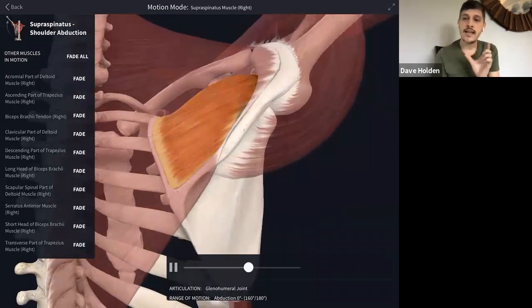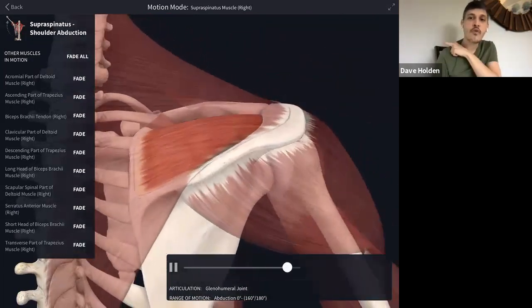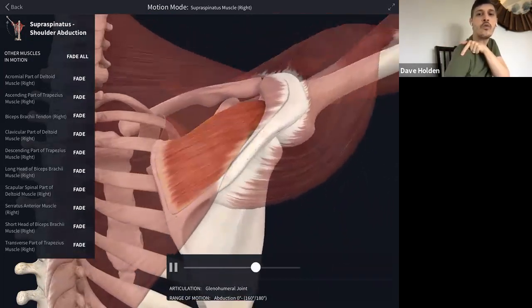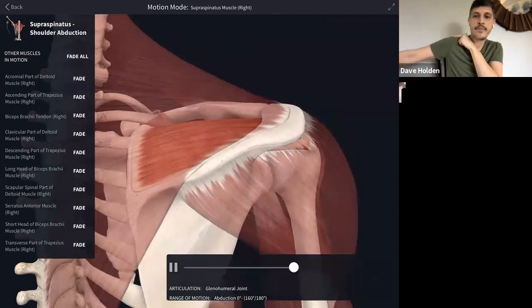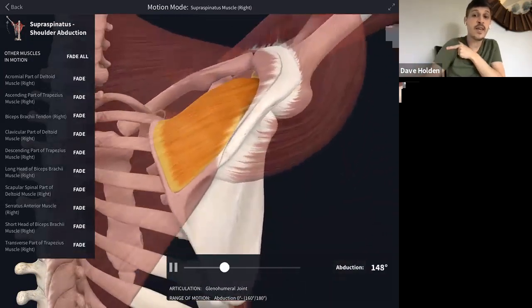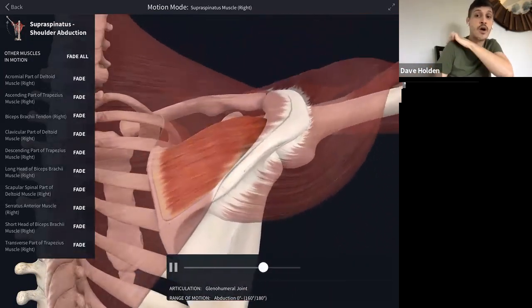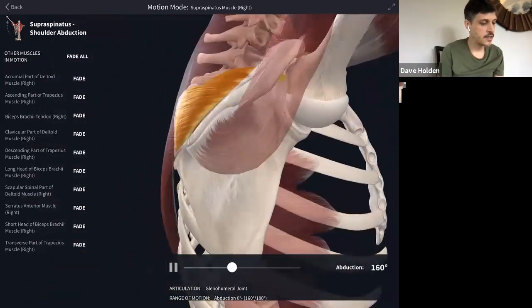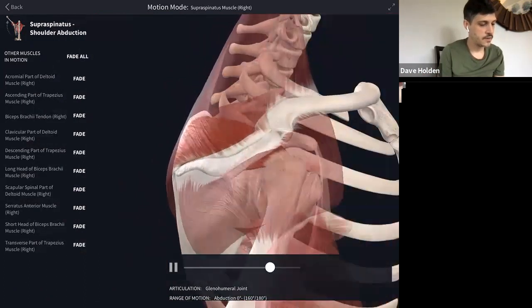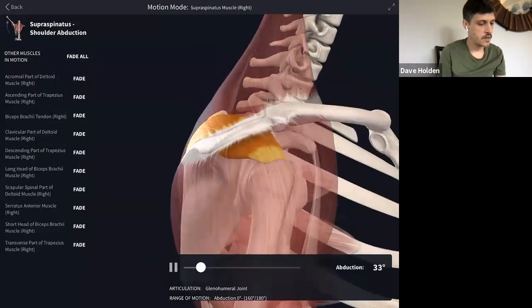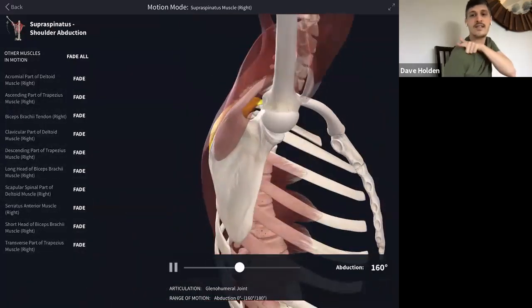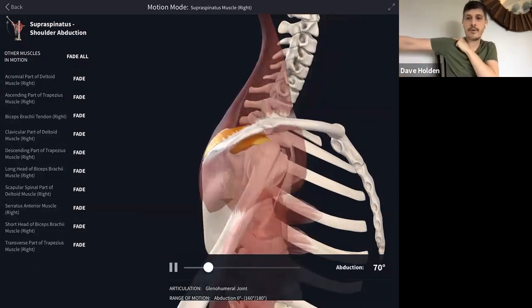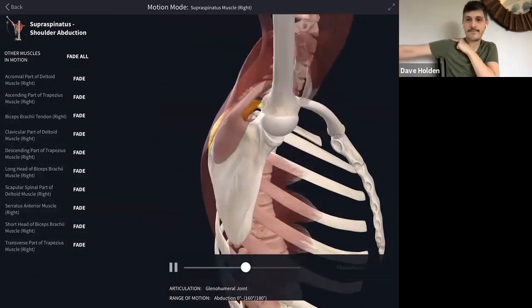Notice the reason that its action is limited is because of where it's inserting on the humerus. It's inserting right on the top, so it can only pull outward, right? If it was attached more on the front, maybe we could get some flexion, or if it was attached more on the back, maybe we could get a little extension. But as it sits, let's look at the side view. Because of where that muscle sits, inserting right at the top aspect of the greater tubercle, it really can only pull out like this.